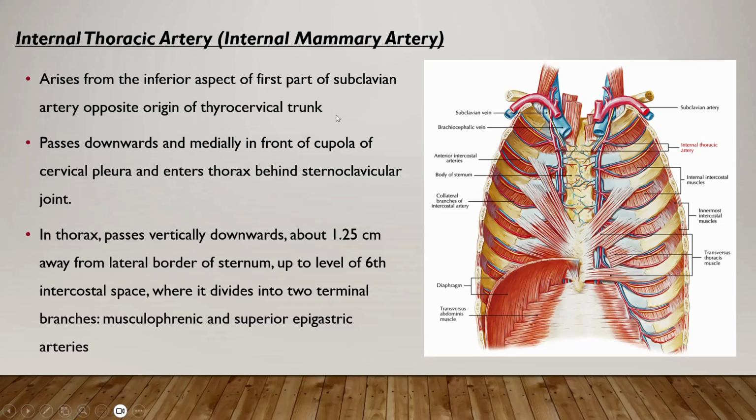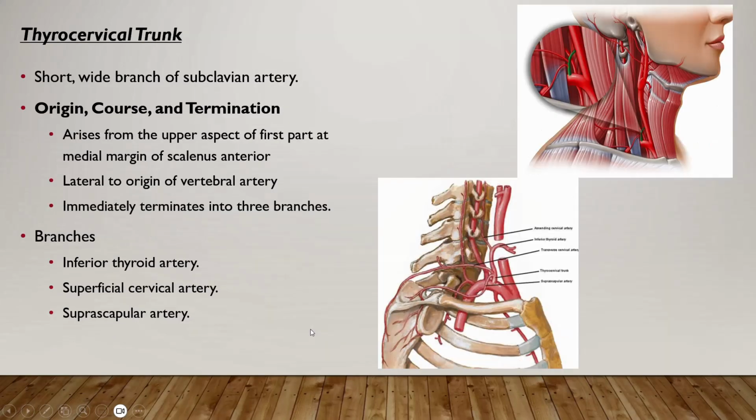Now the internal thoracic artery, I know that it has already been taken, internal thoracic or internal mammary artery. I am not going to talk about it. Here you can see it is coming from the inferior aspect of the first part of the subclavian artery. It passes downward and medially in front of the cupula of the cervical pleura and enters the thorax behind the sternoclavicular joint. Then it runs about 1.5 centimeters from the lateral border of the sternum up to the 6th intercostal space, where it divides into its terminal branches. Remember the terminal branches: musculophrenic and superior epigastric artery.